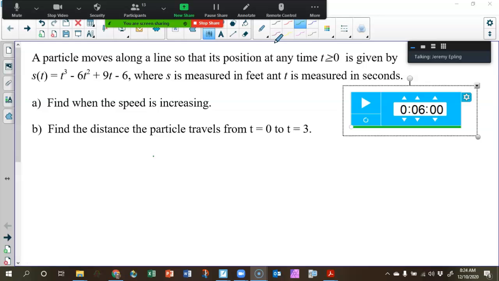It's a part; there would be a couple other parts to this that we would be finding as well. But this is a really good place for you to see how you're doing with the work we have been working on the last few days with our particle in motion. In this case, it's moving along this line, and you've got the equation that tells us its position, where S is measured in feet and T is measured in seconds.